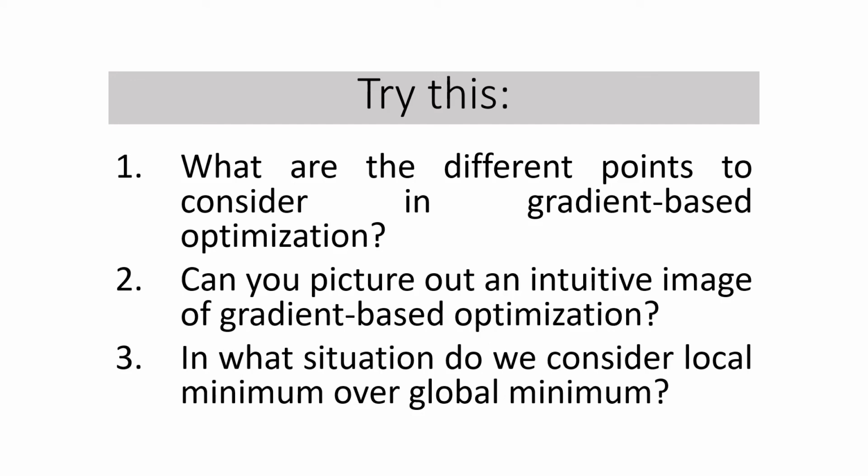After all being said and done, let's try this. What are the different points to consider in gradient-based optimization? Can you picture an intuitive image of gradient-based optimization? In what situation do we consider a local minimum over a global minimum?